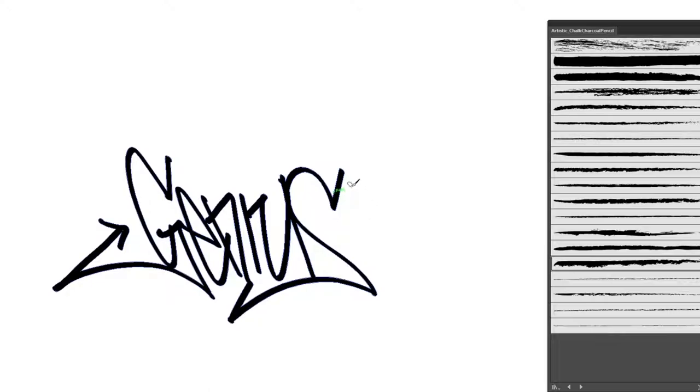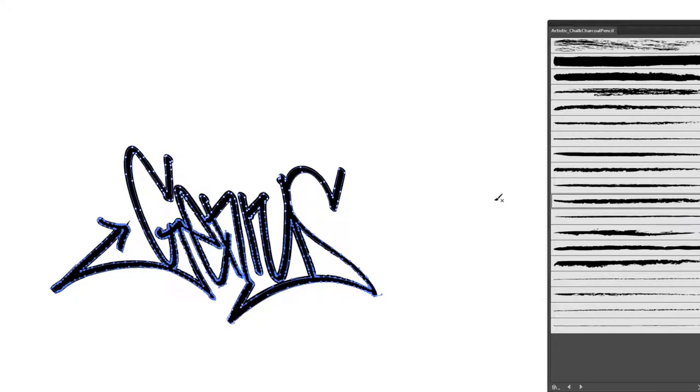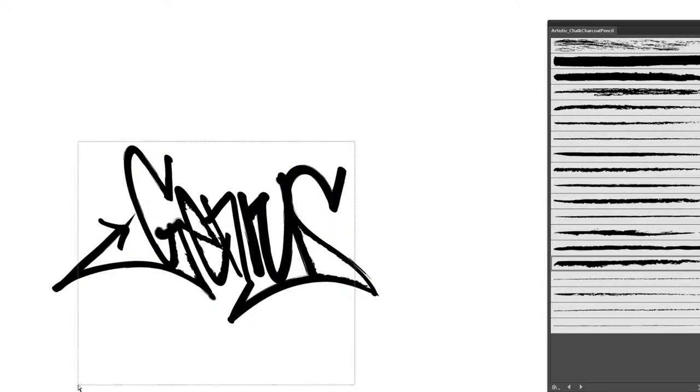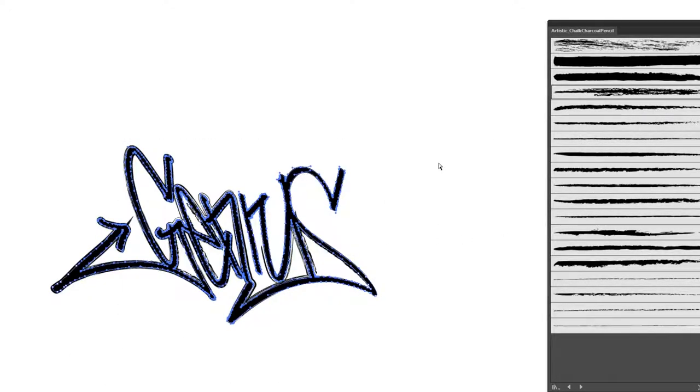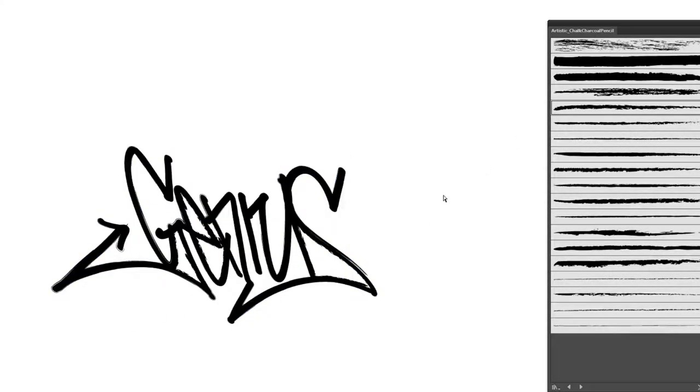So this one, he wants it plain graffiti tagging with a little splatter brush effect. So I'll do my best to imitate that, but of course it always comes out different, always. So first thing that we need to do is to check what the letters look like so that we can determine the flow of his name. Here we go.